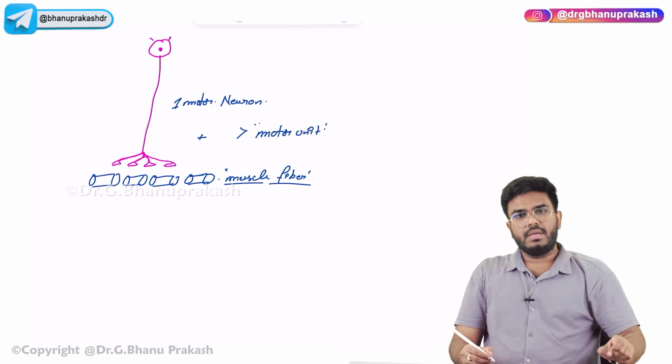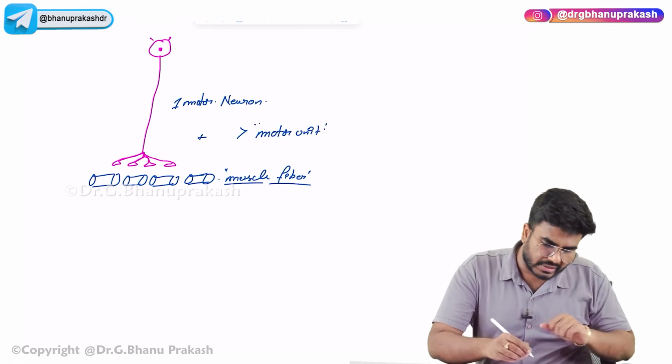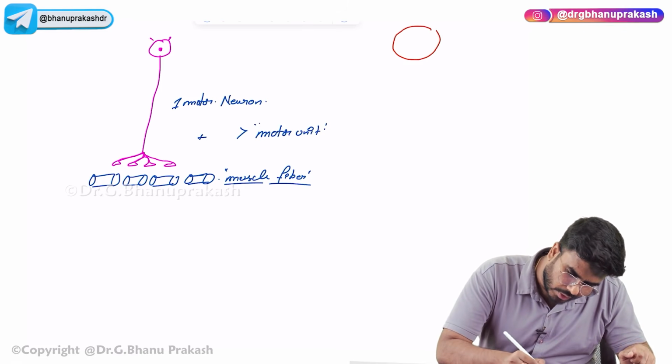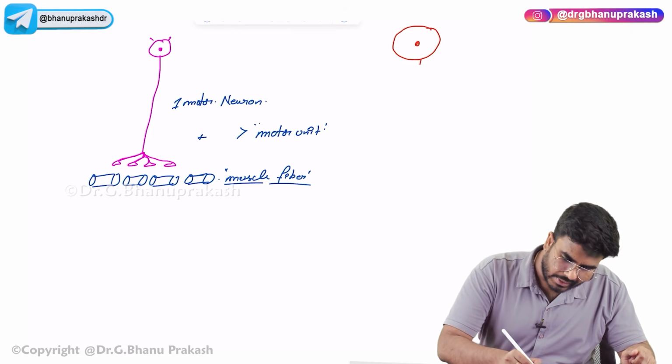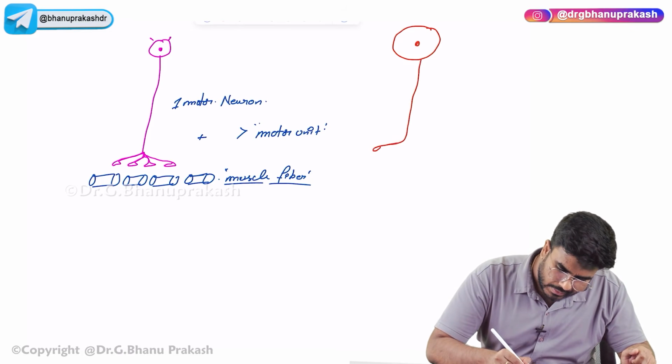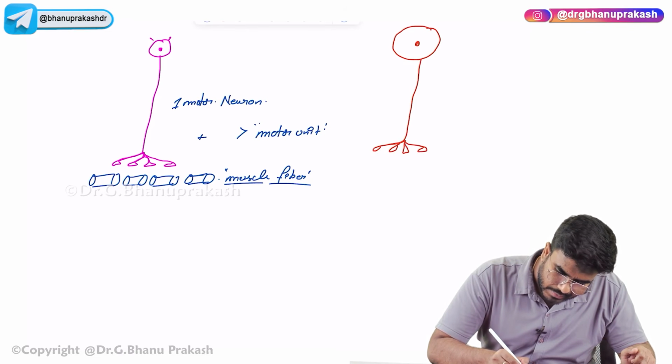Okay, motor unit. For example, there are different sizes of motor unit. Let's say this is the other motor neuron. It is coming like this. How many axon knobs is it forming? For example, look here.